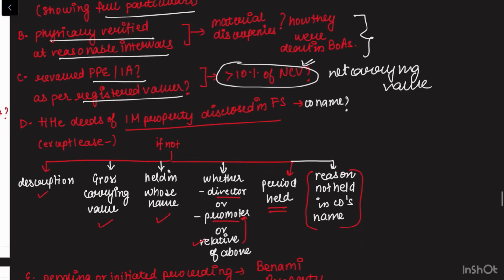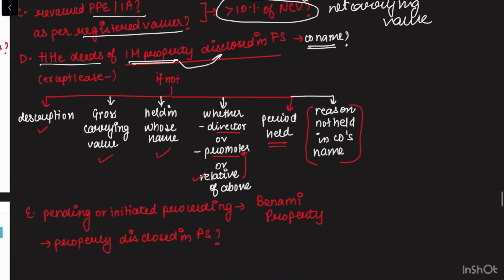The next point is about the title deeds of immovable property. Now, the immovable property which is disclosed in the financial statements is in the name of the company or not, and if it is not, then we have to provide the information about the description, the gross carrying value, held in the name of which person, if that person is the director or the promoter or the relative of a director or promoter, the period for which it is held, and the reason for not holding it in the name of the company.